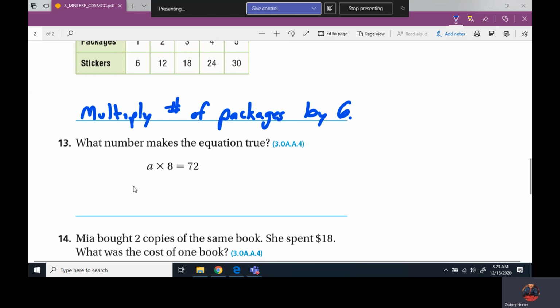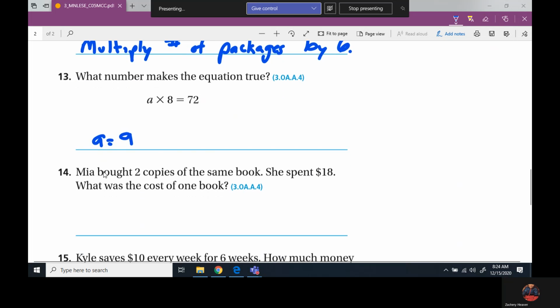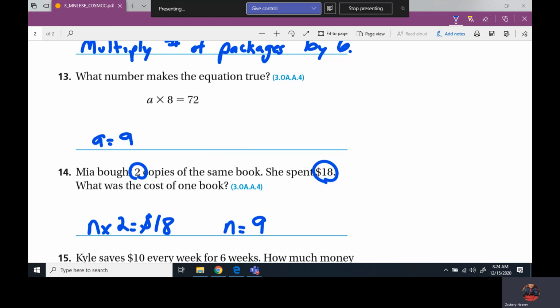What number makes this equation true? Well, A equals 9, because 9 times 8 is 72. Mia bought 2 copies of the same book. She spent $18. What was the cost of the book? So N times 2 equals $18. Well, we know N's going to equal 9. So she spent $9 on each book.